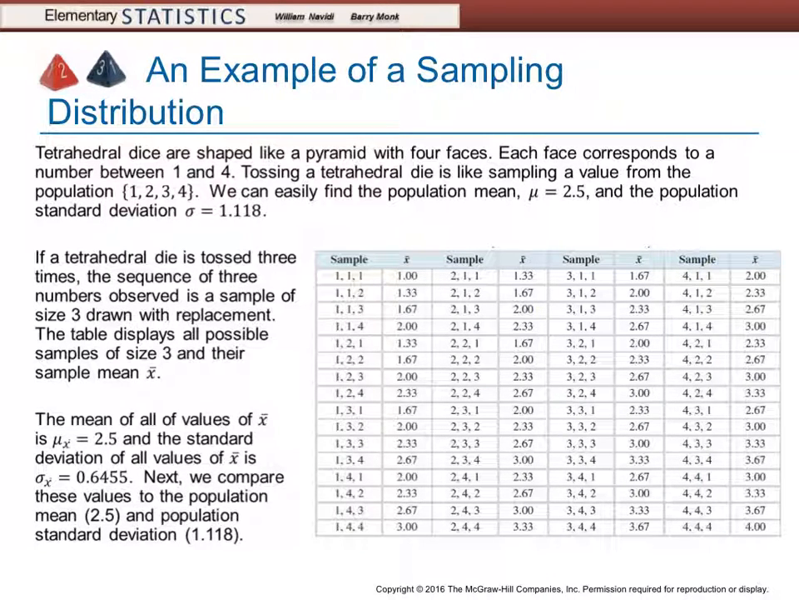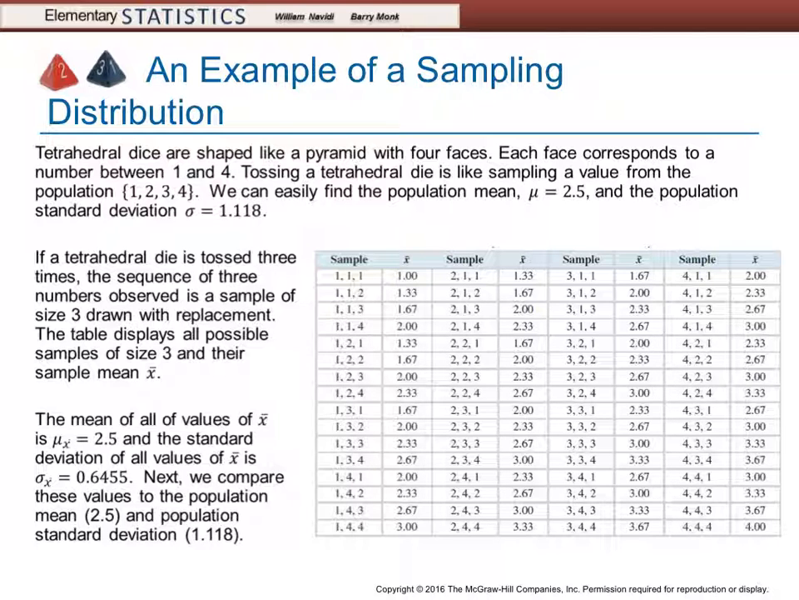Tetrahedral dice are shaped like a pyramid with 4 faces. Each face corresponds to a number between 1 and 4. Tossing a tetrahedral die is like sampling a value from a population of 1, 2, 3, 4. We can easily find the population mean, which is mu equals 2.5, and the population standard deviation. We saw how to do this from the probability distribution of the population.